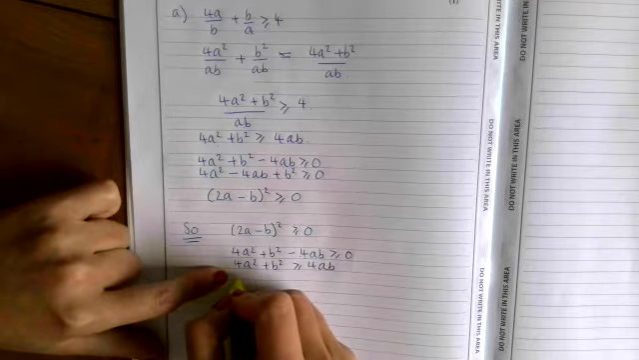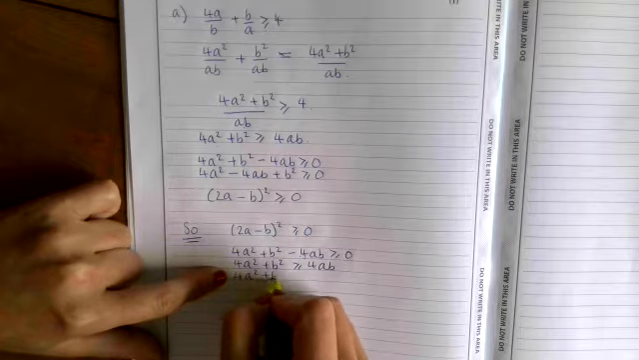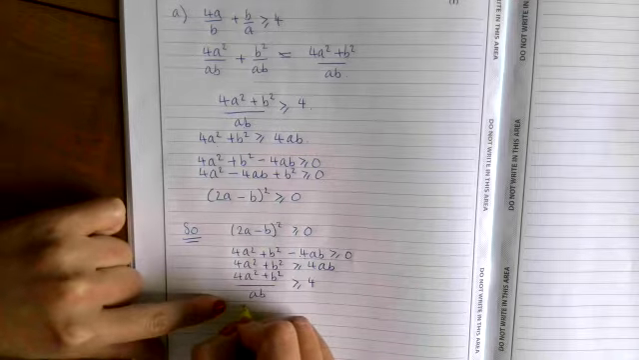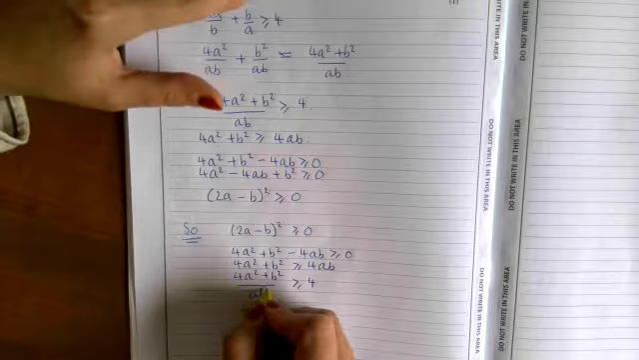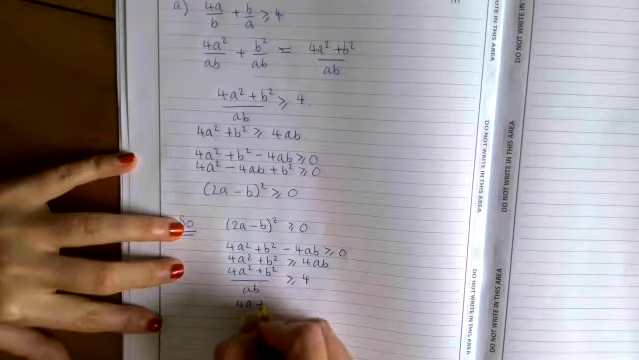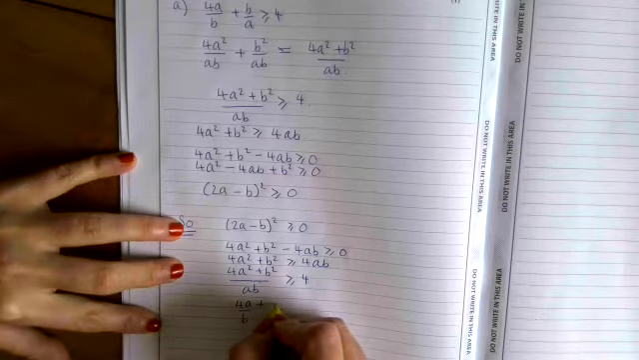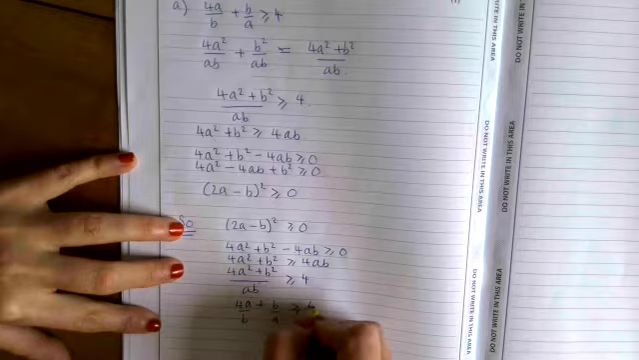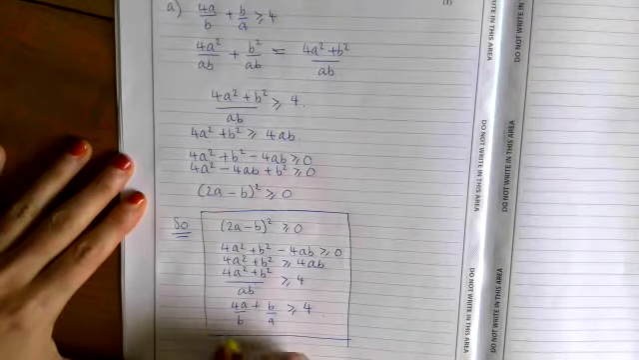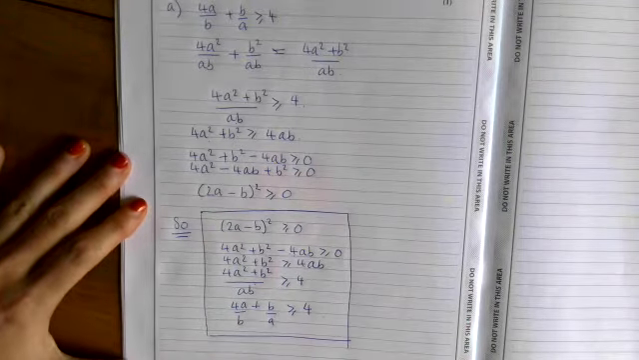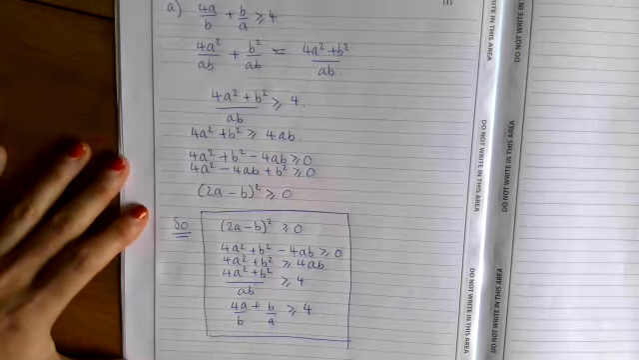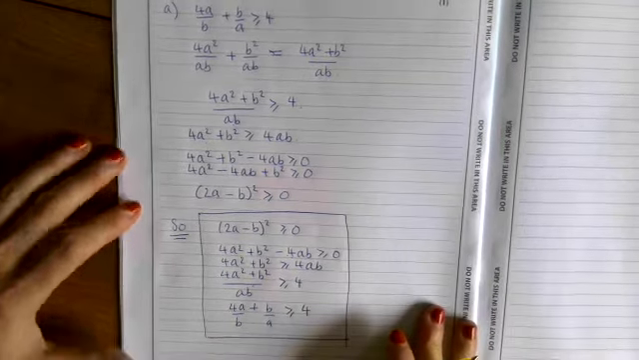And then divide by the AB. And then we know that that fraction is that. So 4A over B add B over A is greater than or equal to 4. So this is our proof. That's the bit that we actually want marking. So it might feel slightly counterintuitive to do it backwards first, but if it helps you get to the right proof, then that's absolutely fine.